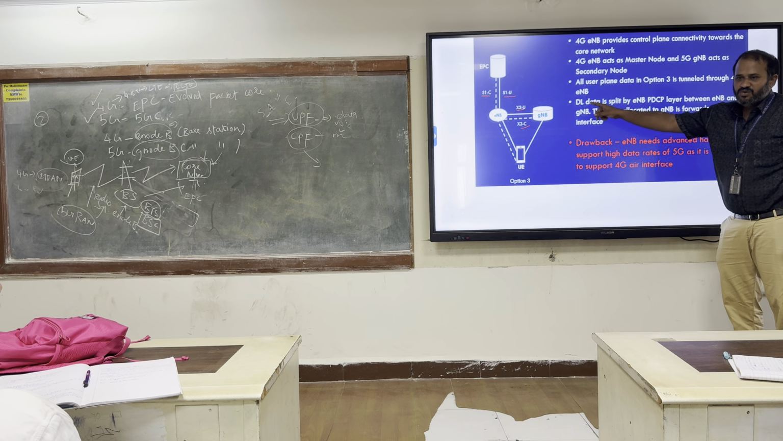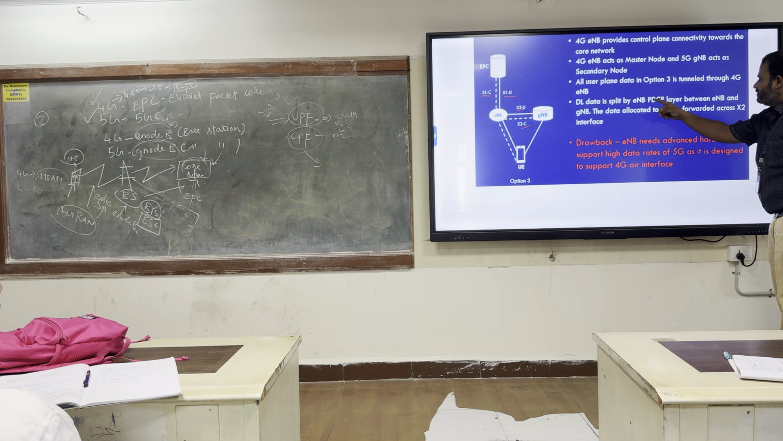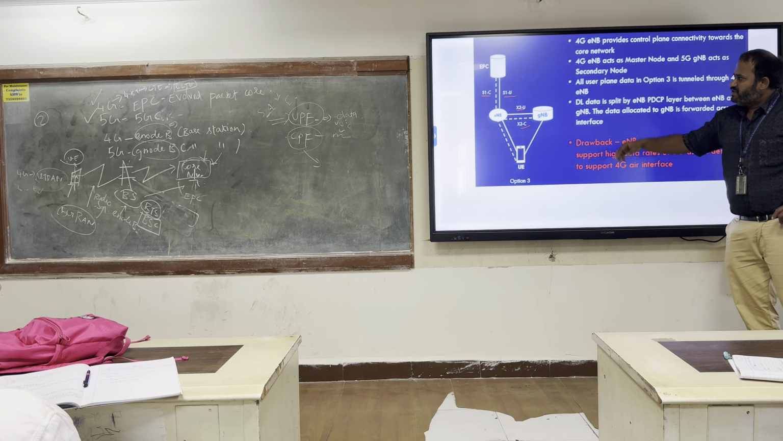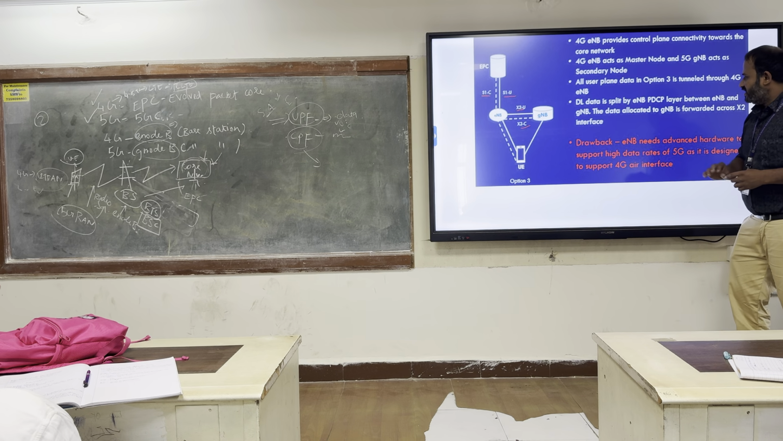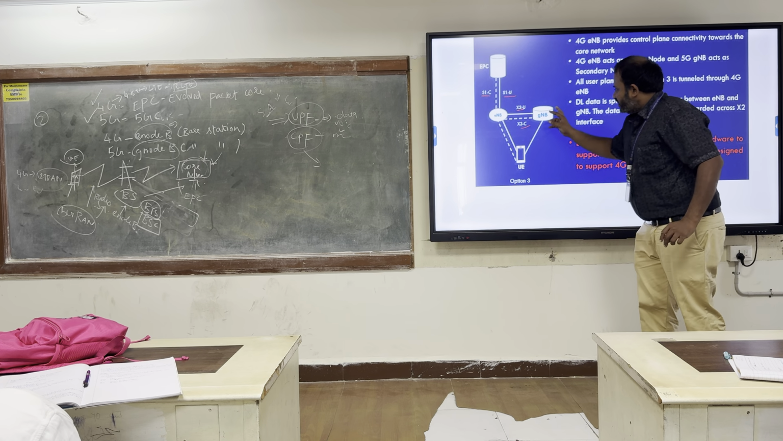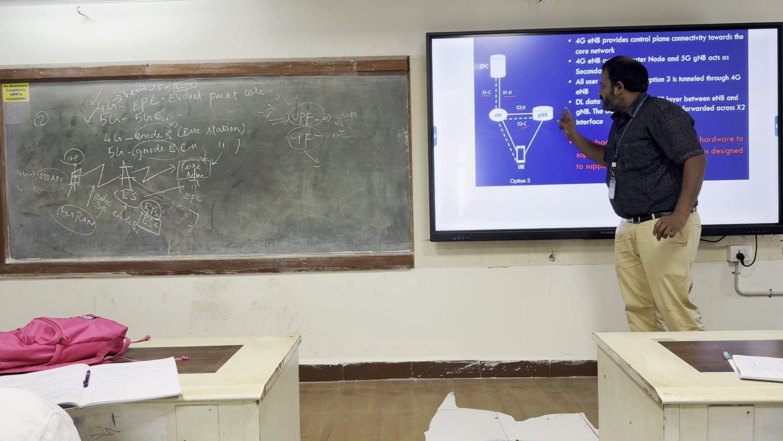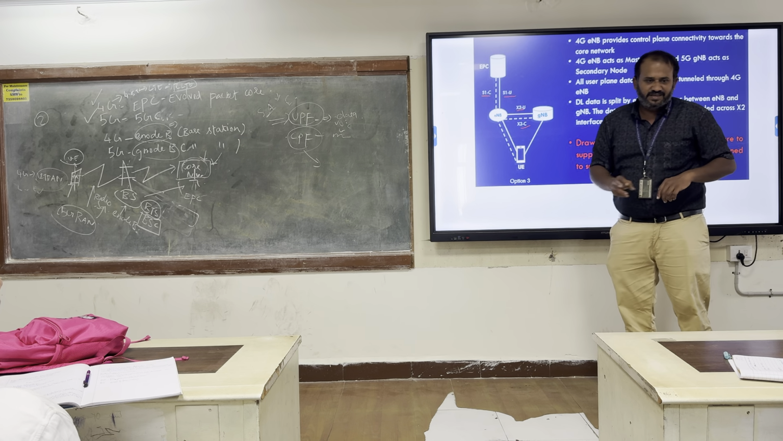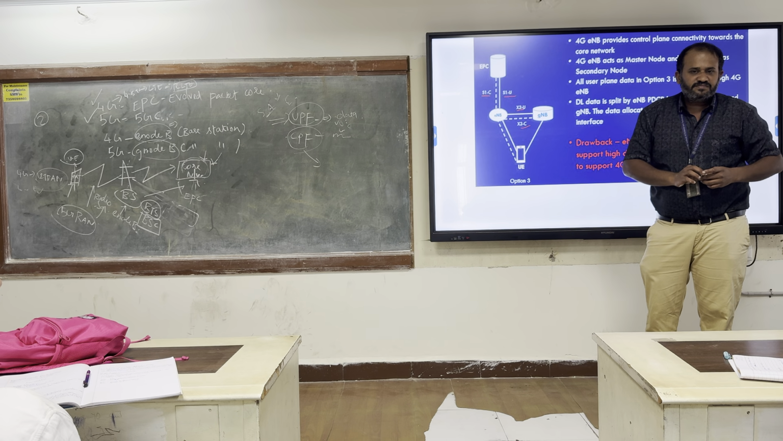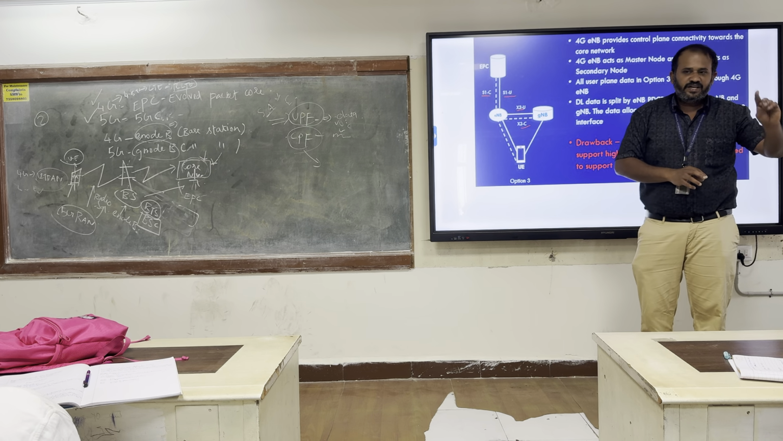The second point is DL. DL is your downlink. Data is split by eNB, PDCP layers between eNB and gNB. So downlink is nothing but from EPC to eNB. The data allocated to gNB is forwarded across the X2 interface. Now instead, I want to send the data from gNB to EPC. But which plane can I use? Simply, you have two planes. To transfer the data from gNB to EPC, I can use only the user plane.